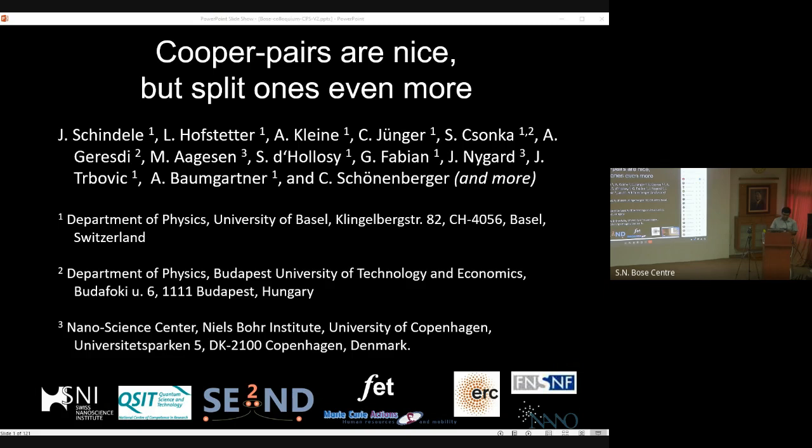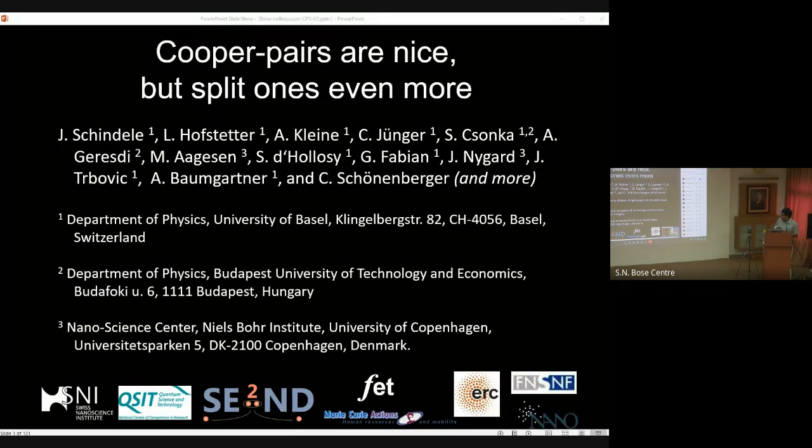Cooper pairs are nice, but split ones are even nicer. Why it is interesting to unpair a Cooper pair. Over to you, Professor Schonenberger.